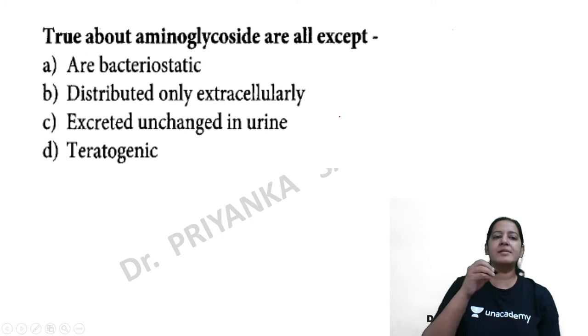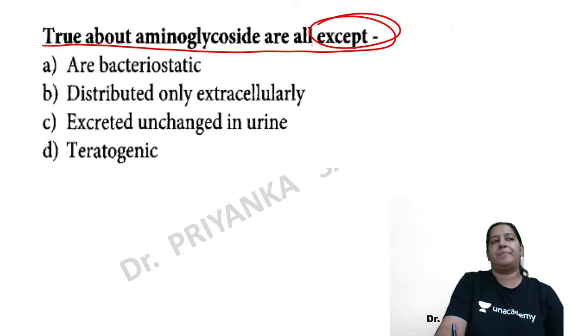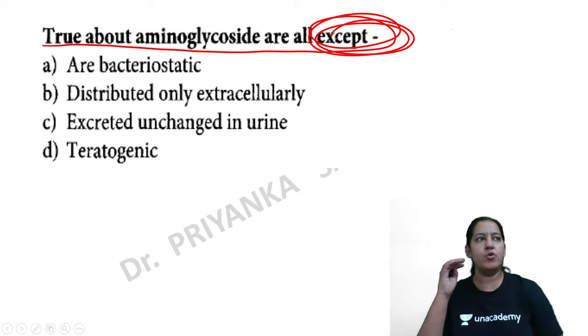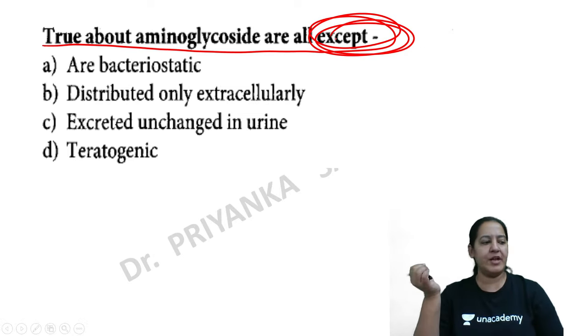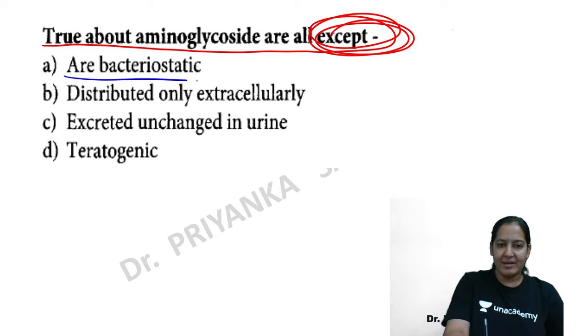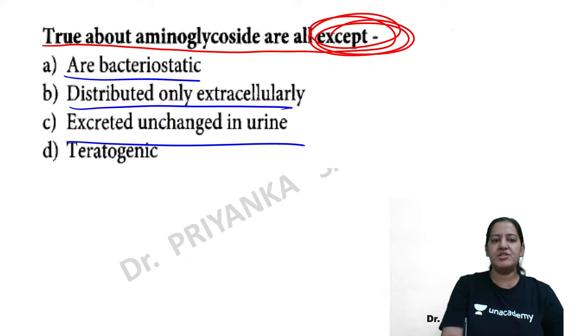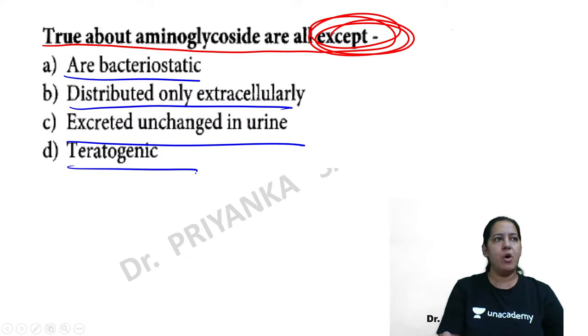Can you tell me the answer of this? All of the following are true about aminoglycoside except. Which of the following is not true? I'm asking which of the following is not true. Read the four options. They are bacteriostatic. They are distributed only extracellularly. They are excreted unchanged in urine. They are teratogenic. So what you all are saying, I don't know.